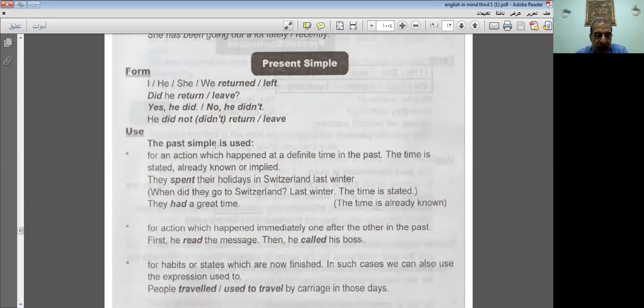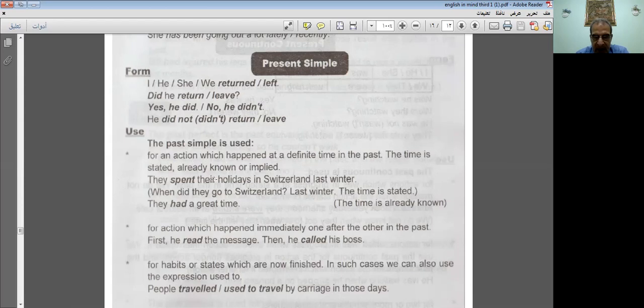Past simple, okay. As you know, the past simple is the second form of the verb. How can we get it? By adding ed to the end of the verb, but you have to memorize the irregular verbs. We use it for the question, yes or no, or WH, and for the negative, you put didn't plus the infinitive. The past simple is used for an action which happened at a definite time in the past. The time is stated, already known, or implied.